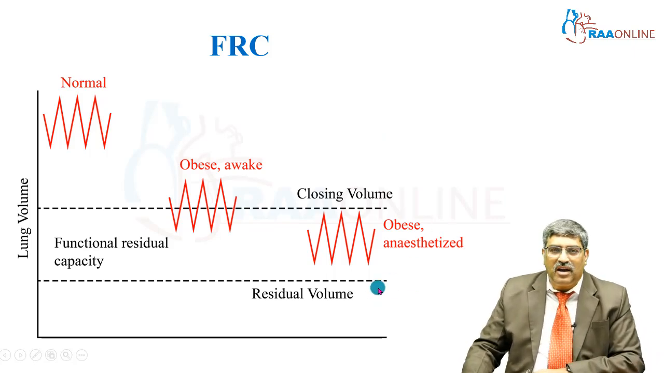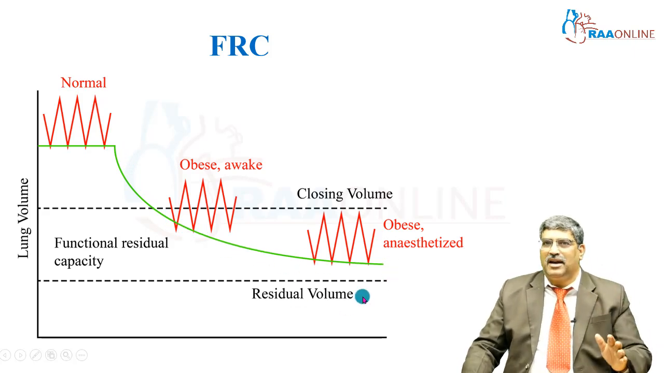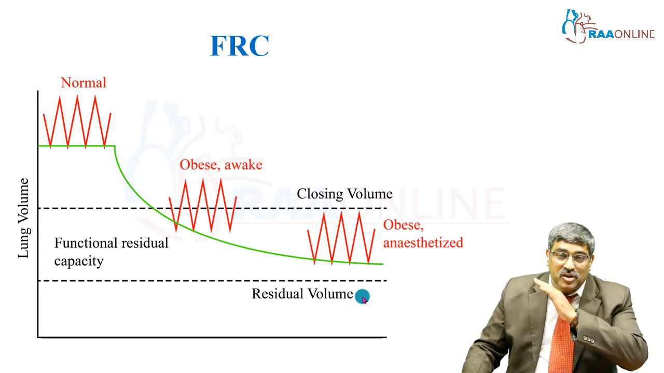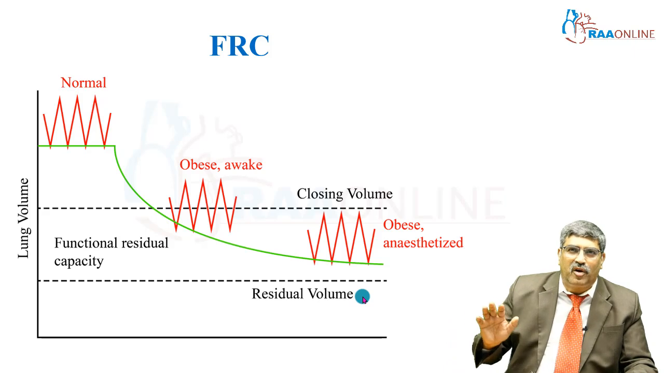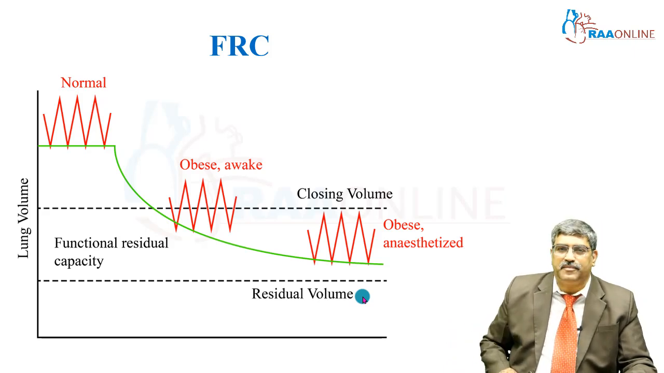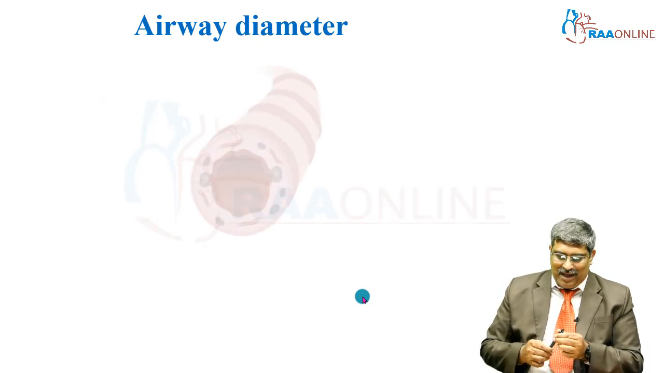And if you look at the functional residual capacity, you can see the curve coming down with awake, and it is almost reduced 2/3 with anesthetized. Your functional residual capacity is so much reduced that the patient is prone to hypoxia even with a slight insult. Now, coming to airway diameter.